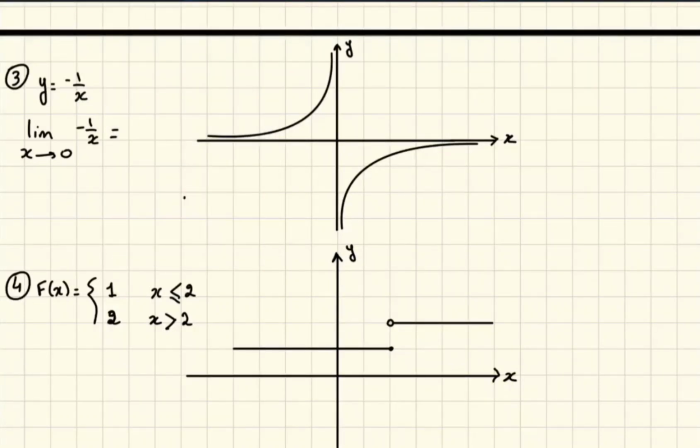I'll just go to the 0 and think about it. As x approaches 0 from the right side, I look at the curve. What's happening to the curve? It's getting smaller and smaller and smaller. It's going down and down and down. It's not approaching a specific number. So the y values of the function are not approaching a specific value.